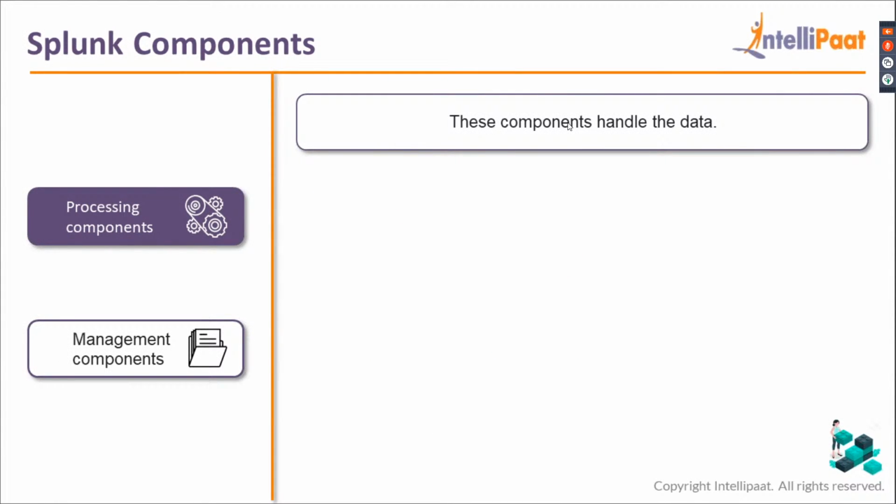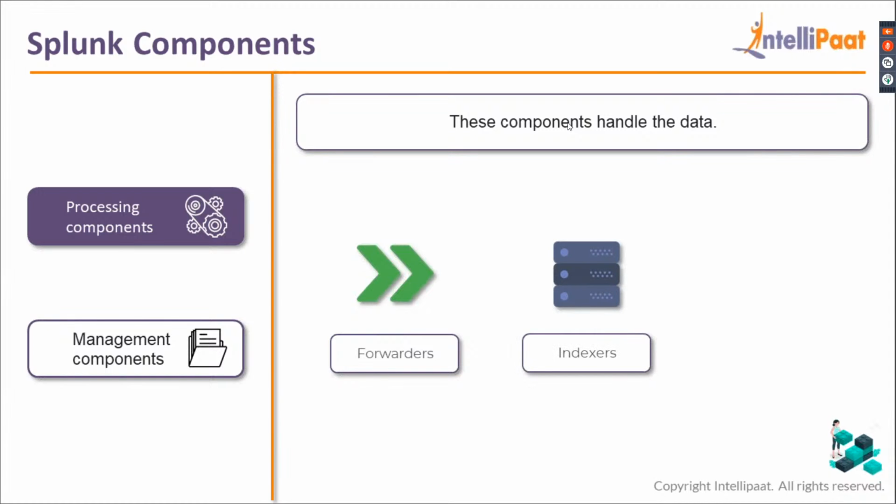So let's see, we have two tiers here, or two types of components here. We have processing components and we have management components. And as the name suggests, these components do exactly that. Processing components help you to process the data in various ways. You have things like forwarders, which collect the data. It's part of processing. You have indexes that index the data, and you have search heads that help you to search that indexed data.